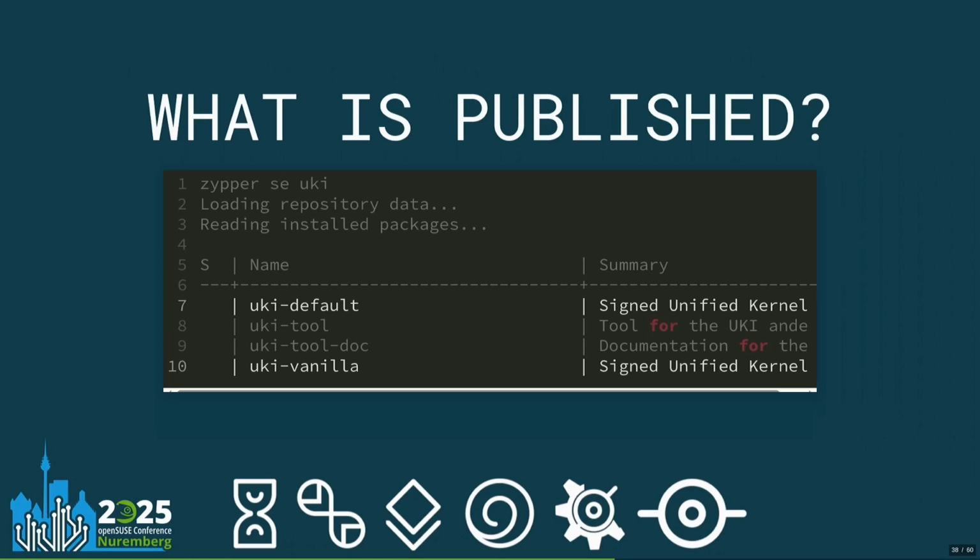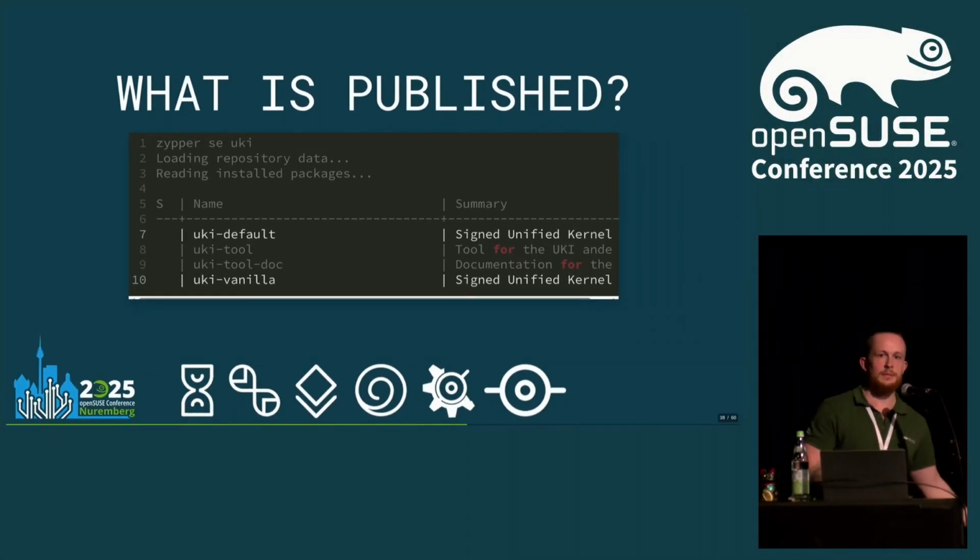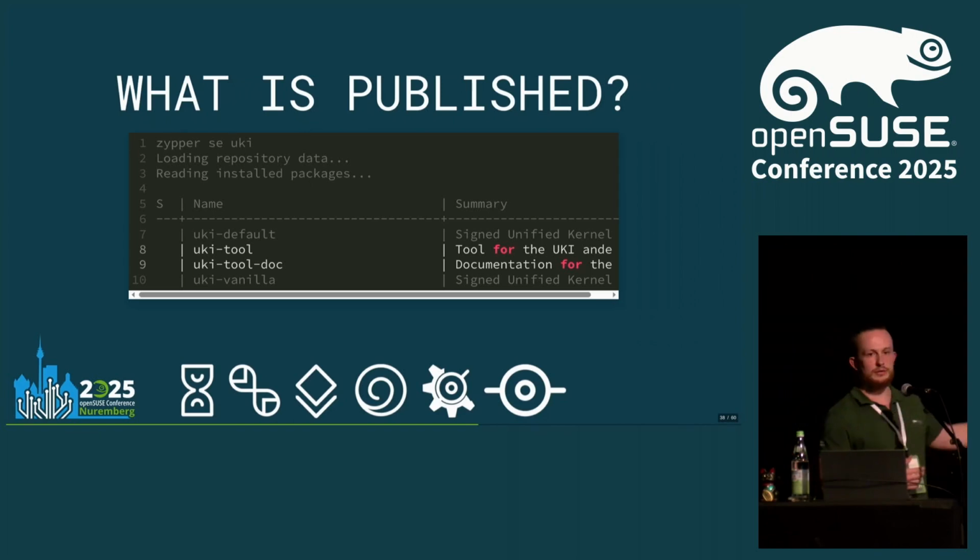And on Factory, so on Tumbleweed, that is what is published right now. You will have UKI default and UKI vanilla, as named, based on the kernel default and kernel vanilla. Both take the static initrd generic flavor to have the more generic ones. And you will also find my UKI tool, which is also provided on Tumbleweed, that you can use to build your own UKI if you want, or to easily manage the integrations in your bootloader entries.